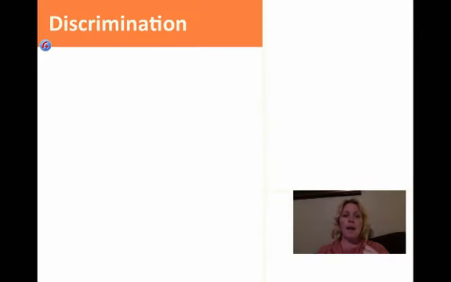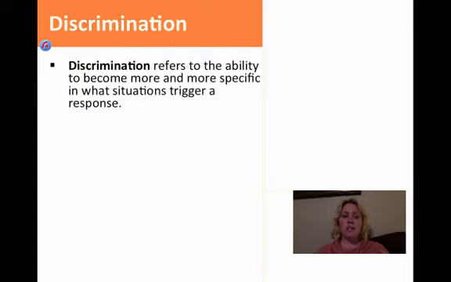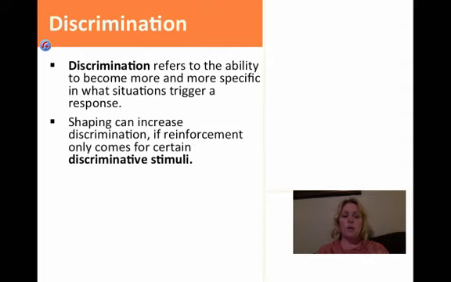Now, discrimination is something that occurs, we talked about it in classical conditioning, but it also happens in operant conditioning as well. So discrimination refers to the ability to become more and more specific in what situations trigger a response. So this is when we use something called shaping. Shaping is a term you need to make sure you know. So shaping can increase discrimination if reinforcement only comes for certain discriminative stimuli.